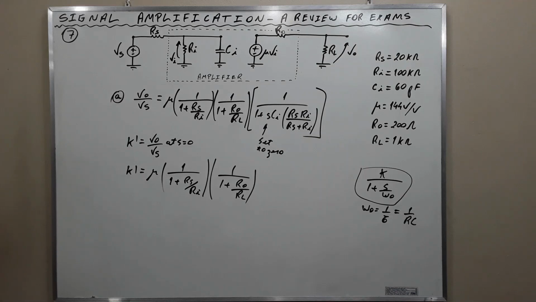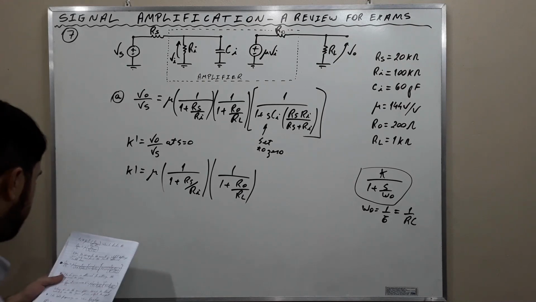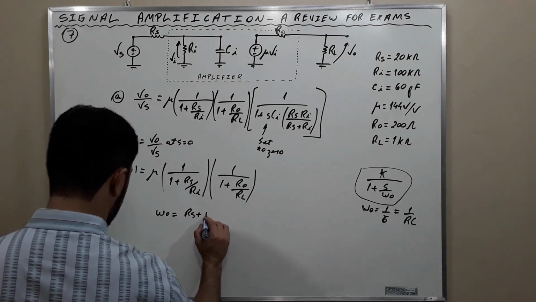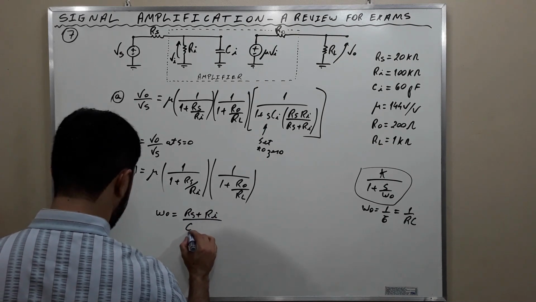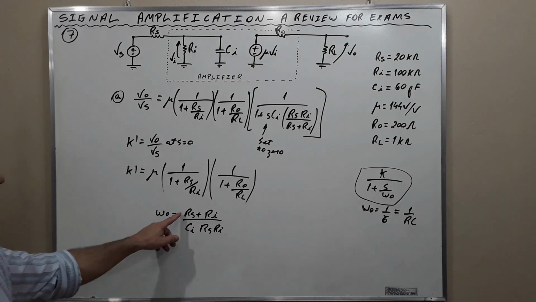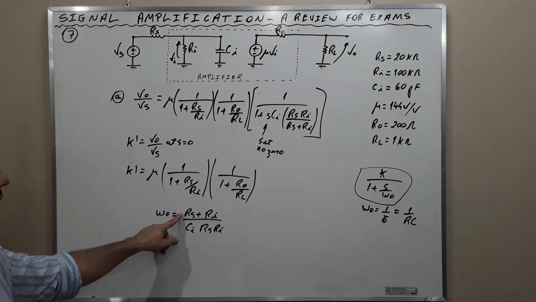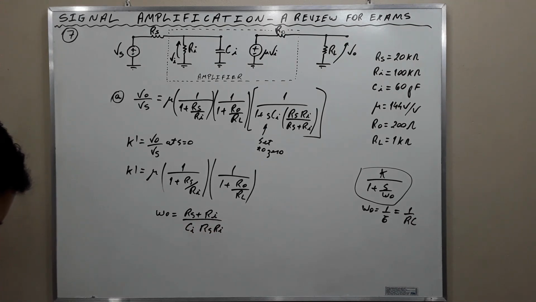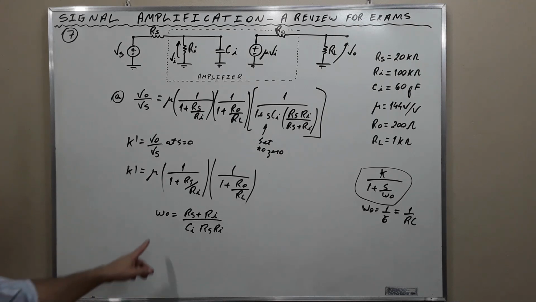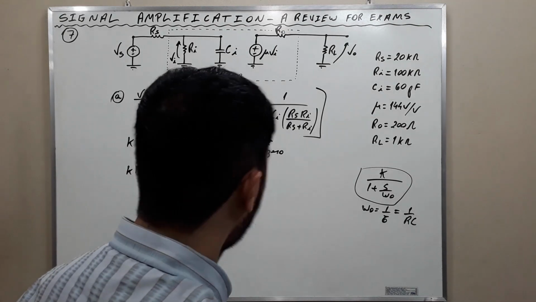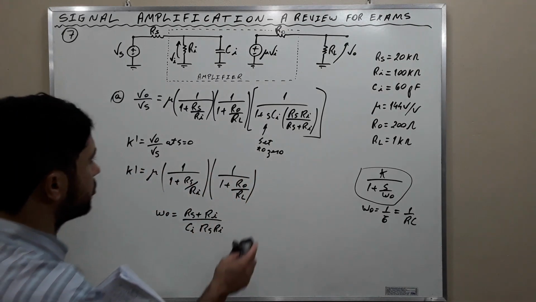How about the 3 decibels frequency? The 3 decibels frequency, we have already expressed it. The 3 decibels frequency is W0 equal to RS plus RI divided by CI RS RI. You simply use the values. The exercise gave RS, RI, and CI. And if you use the values, you are going to find the gain and the 3 decibels frequency. Okay, my friends? And this is all for letter A. Let's go to letter B.